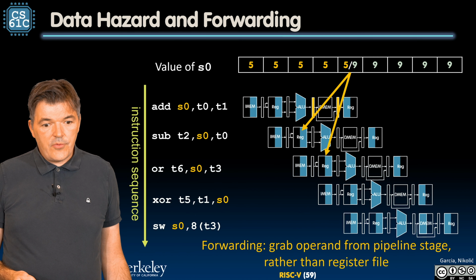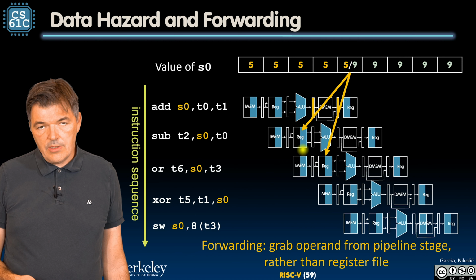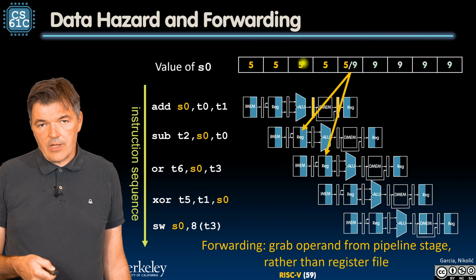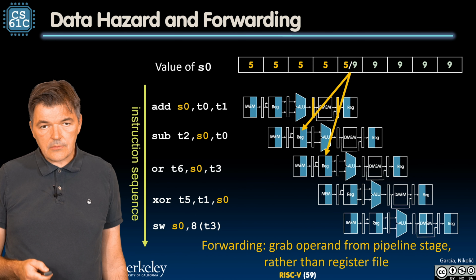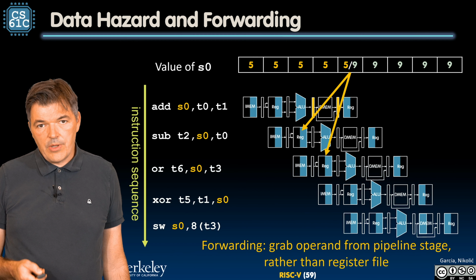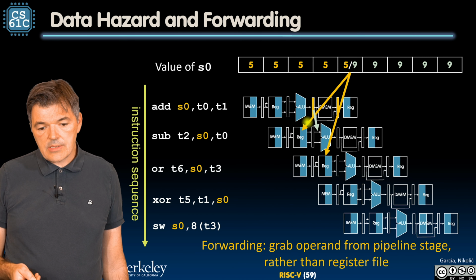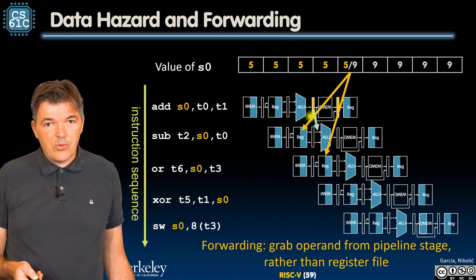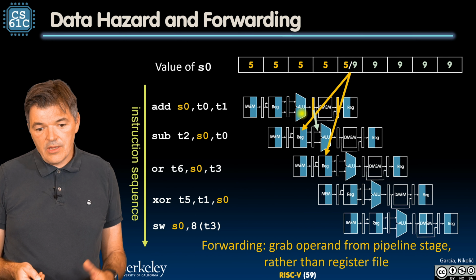So if the sub instruction that follows the add instruction reads the value from the register during the instruction decode phase, it would read the wrong value, which is 5, the old value. Instead, we deal with that by forwarding the new value. This is possible because we already know that the new value is 9. It is just not written back in the register file, but it is handy.